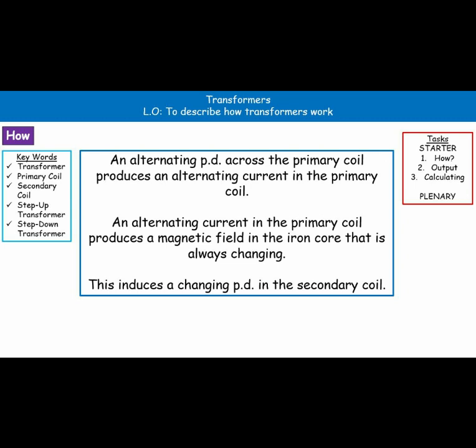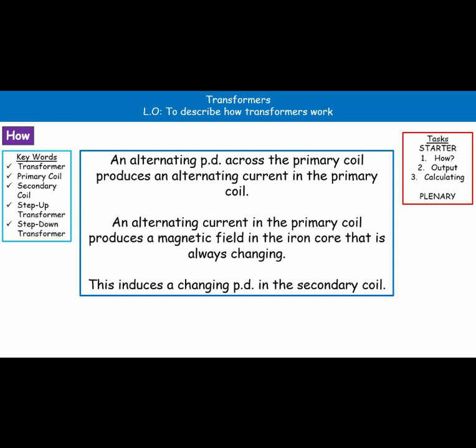So what we can see there is how our transformer works, and it does rely on having this alternating potential difference in the primary coil. Now, one of the ways that people mess up if we were to do this experiment in class is, rather than using the alternating current from the power pack, they plug into the direct current, the DC terminals. Now remember what we've said, if it's a direct current it doesn't change, it's always the same, so it's always positive, for example.